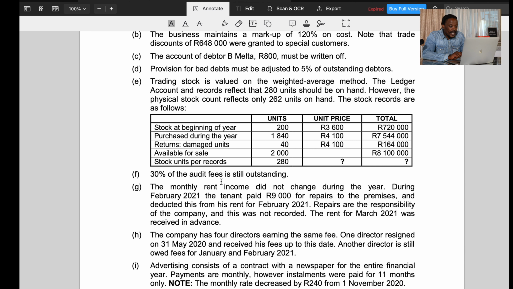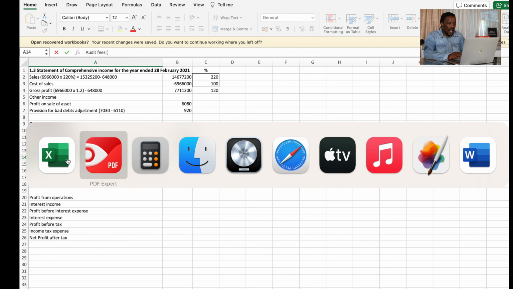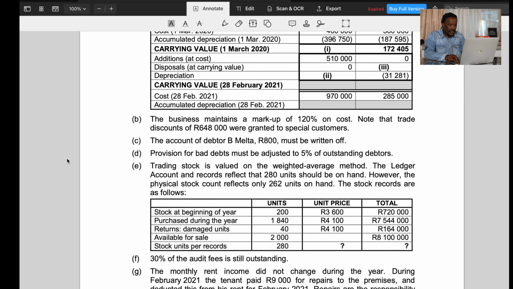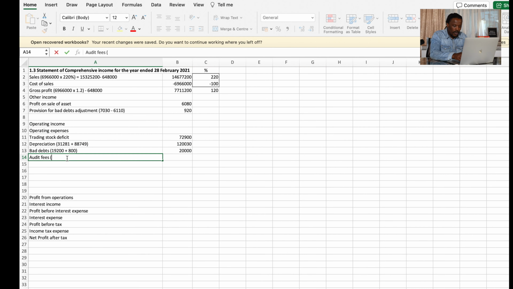30% of the audit fees is still outstanding. 30% of what? Audit fees. You look at how much audit fees was given. Audit fees was given as 91,000. Now, 91,000 represents 70%.